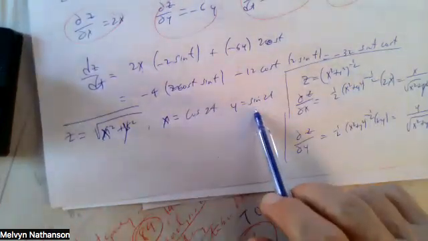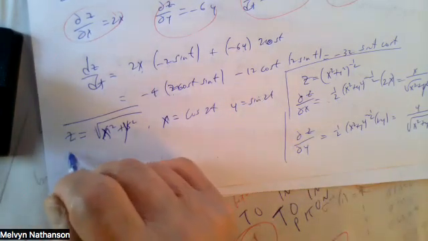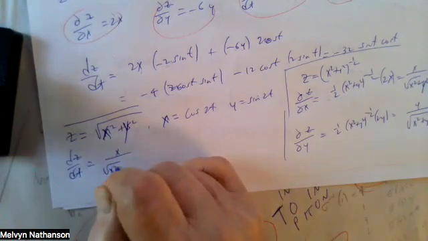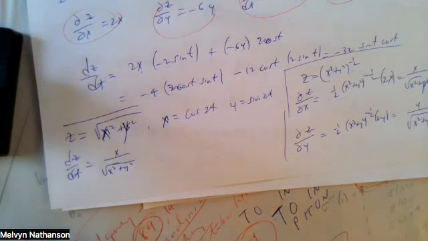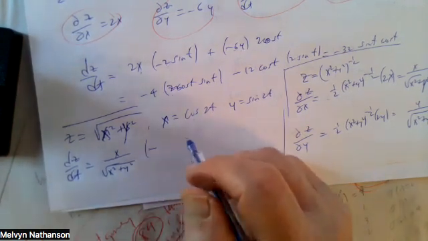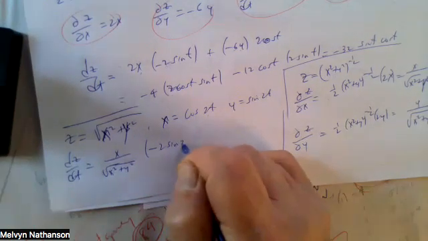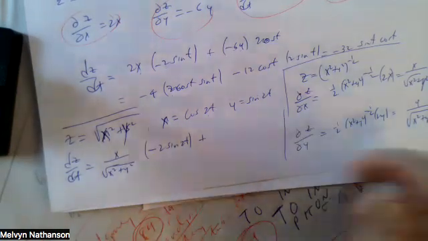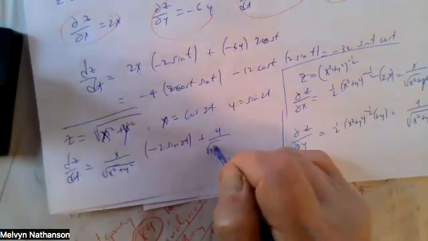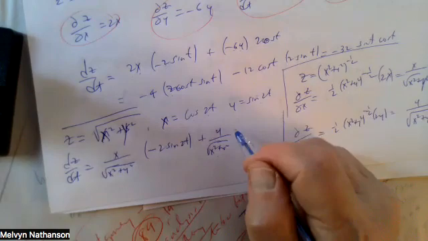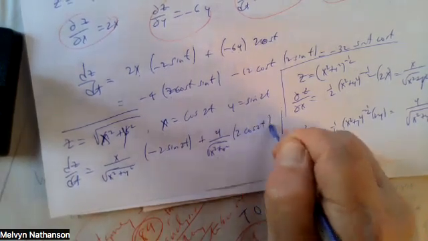And dx dt and dy dt are just Calc 1 problems. So dz dt is the partial of z with respect to x, which is x over the square root of x squared plus y squared, times the partial of x with respect to t, which is minus 2 sine 2t, plus the partial of z with respect to y, which is y over the square root of x squared plus y squared, times the partial of y with respect to t, which is 2 cosine 2t.